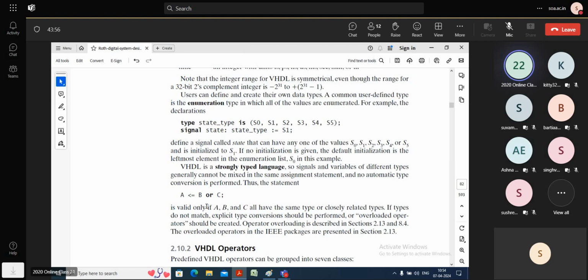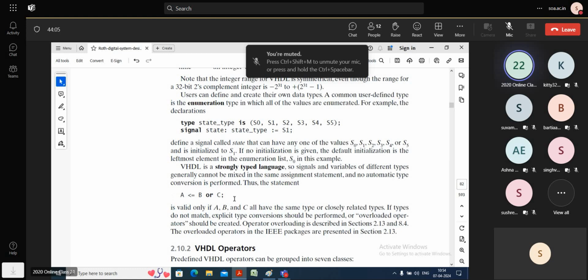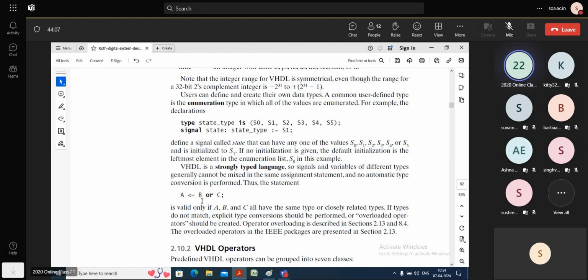Suppose you are writing a statement A equal to B or C. This will be valid if A, B, C all have the same type or closely related types. Otherwise, this will not compile. This is a strongly typed language.